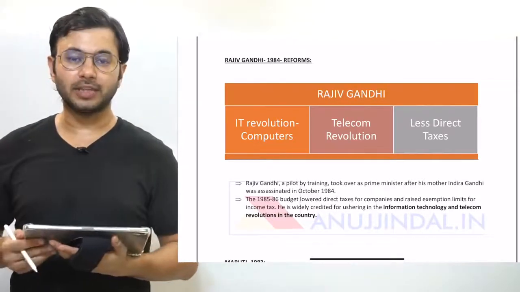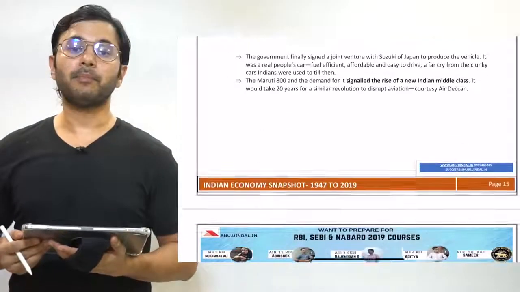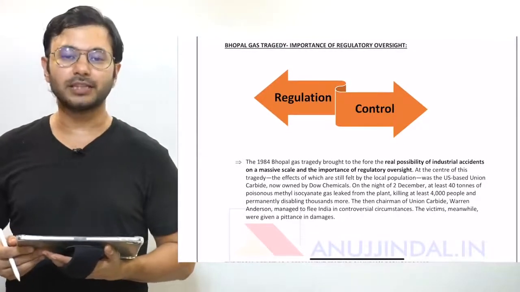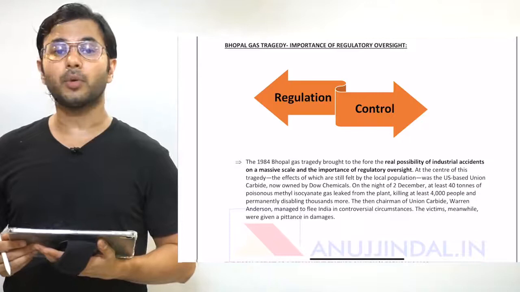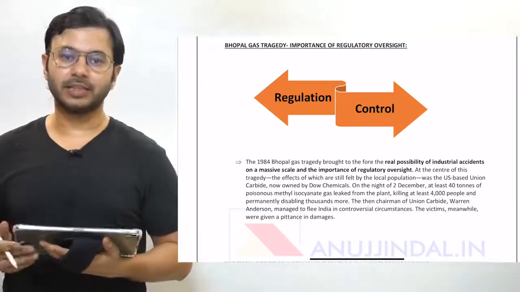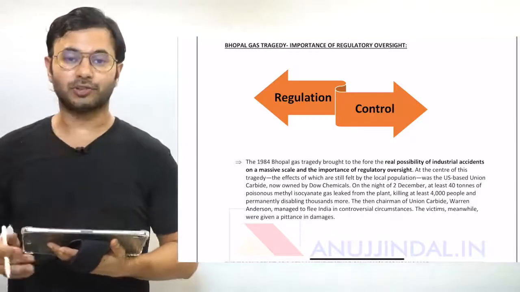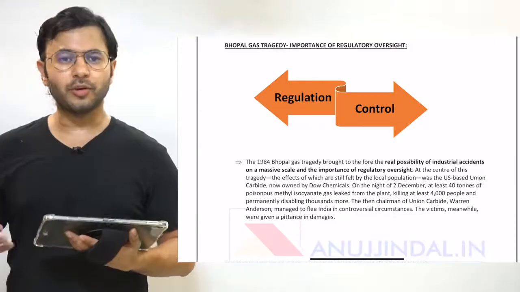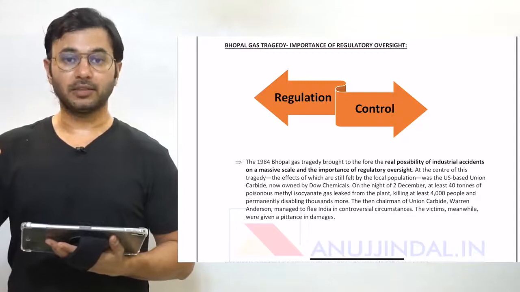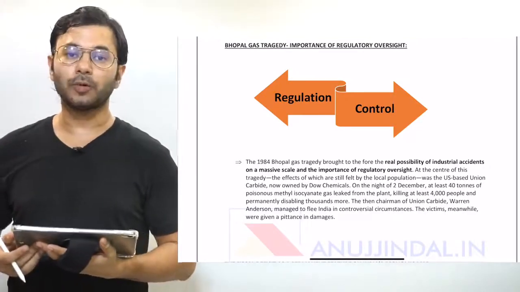The Bhopal gas tragedy struck us in 1984, and that made us realize the importance of regulation in India. The basic difference between regulation and control is that regulation focuses on promoting the industries, whereas control focuses on suppressing the industries. We changed our policy from control to regulation after 1991, when a lot of independent regulatory agencies like the SEBI, RBI, NABARD, IRDA, etc. were created or were promoted.